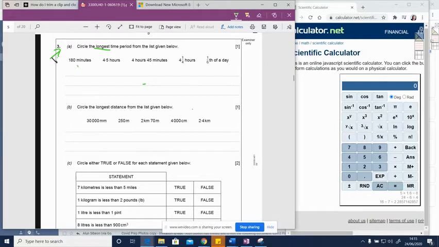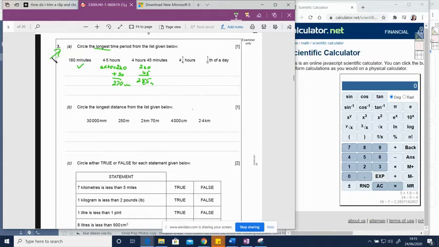So 180 minutes is already converted. 4.5 hours, well, there's 60 minutes in an hour. So 4 times 60 is 240. Half an hour is 30 minutes. So I'm going to add on that 30, and that gives us 270 minutes. 4 hours, 45 minutes. Well, 4 hours is 240 minutes, plus the 45 minutes is 285 minutes.